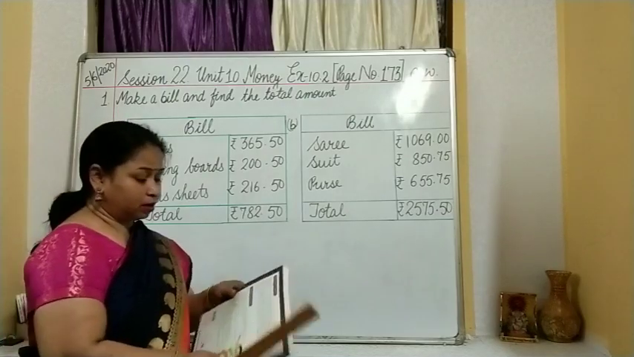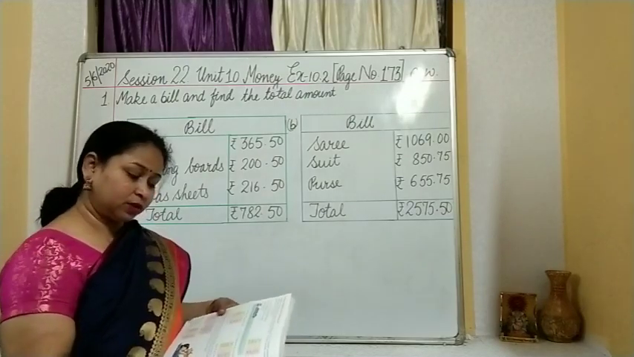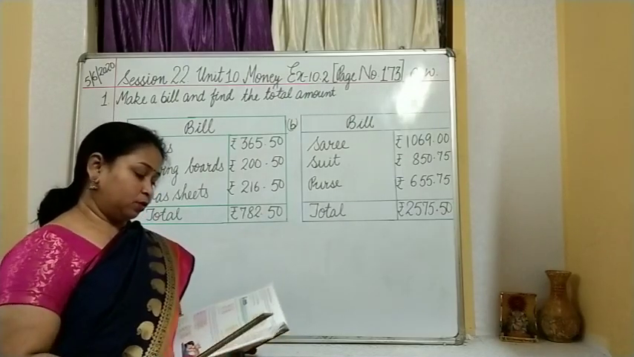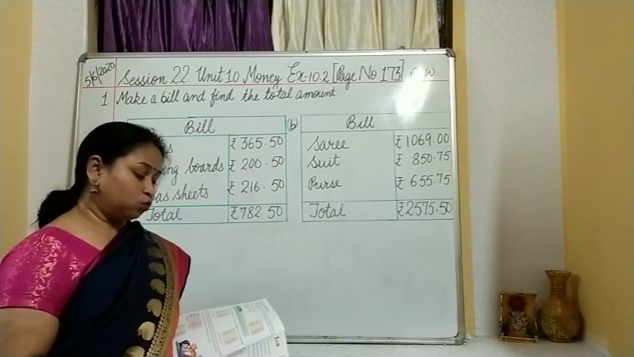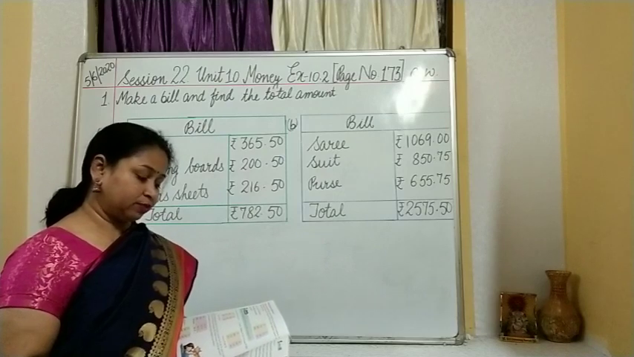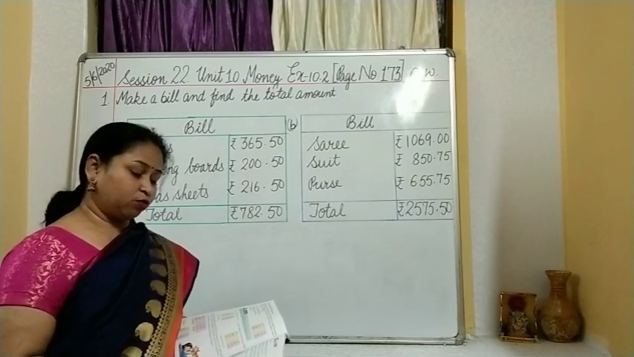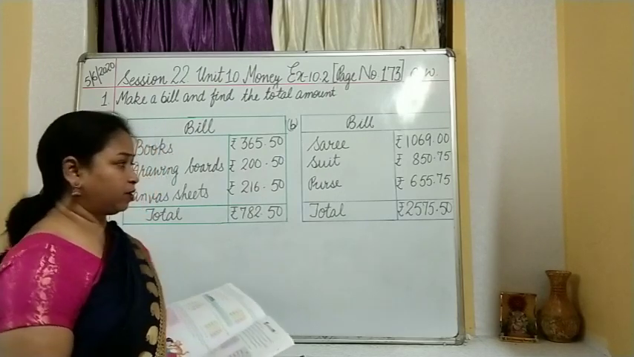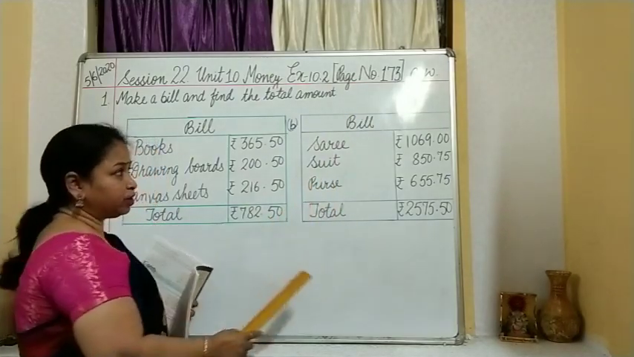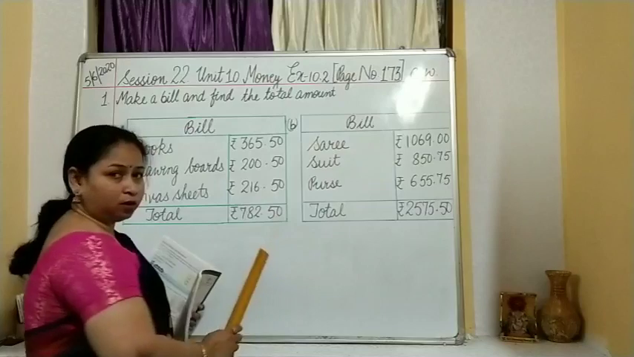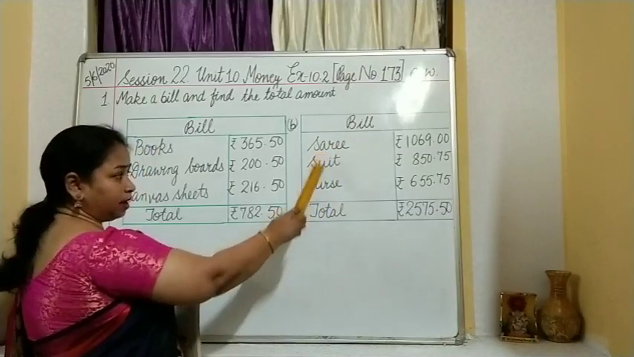Then question number B, a sari for rupees 1069, so you have to prepare a bill for that. A suit for rupees 850 and 75 paise, and a purse for rupees 655 and 75 paise. So this is the layout of the bill I have already mentioned. So write down bill over here, and then the items over here.